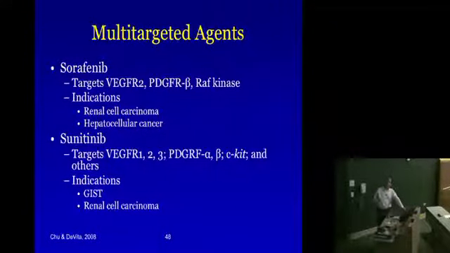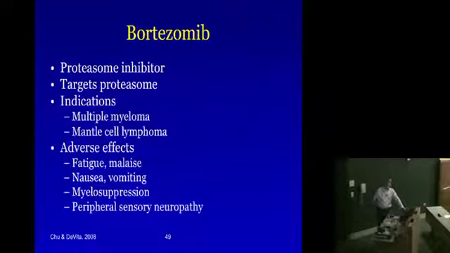Sorafenib is a multi-targeted agent, so we moved from individual targets to multi-targets. This one targets VEGFR2, PDGFR beta, RAF kinase, and is approved for renal cell and hepatocellular carcinoma. And then sunitinib, which again is targeting multiple VEGF, PDGFR alpha, c-KIT. So naturally, this will play a role in GIST because of the KIT and PDGFR alpha, and then renal cell because of the VEGF inhibition. I think Dr. Gordon did go over bortezomib, and so maybe I'll skip that one.